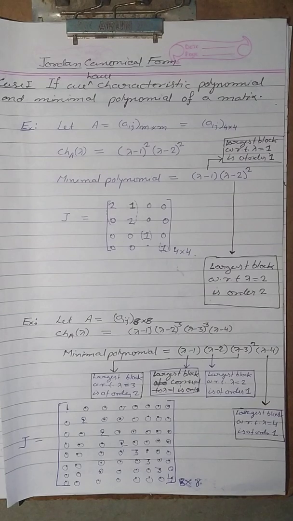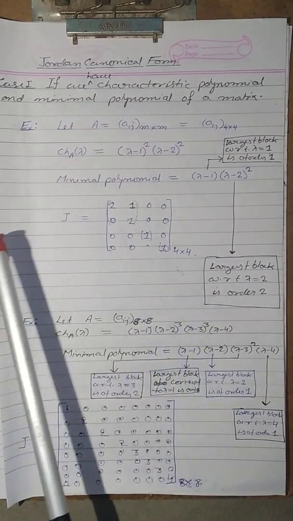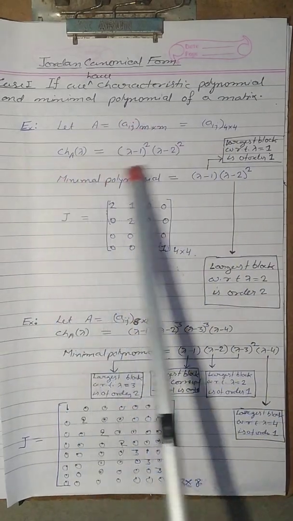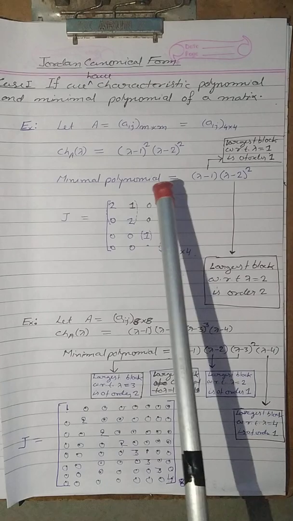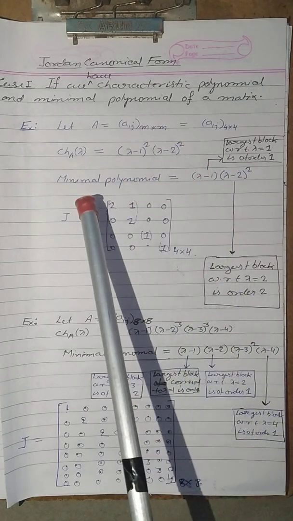Good morning, friends. Today we will find out the Jordan canonical form for a matrix whose characteristic and minimal polynomial are given. For finding the Jordan canonical form, let us take an example in which the order of the matrix is 4 by 4 and the characteristic and minimal polynomials are given. For such a case, we can find the Jordan canonical form with the help of the minimal polynomial.